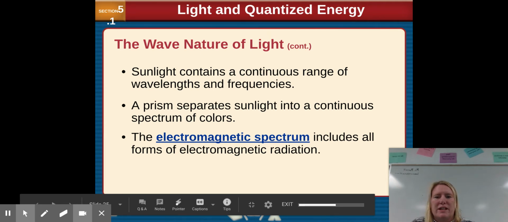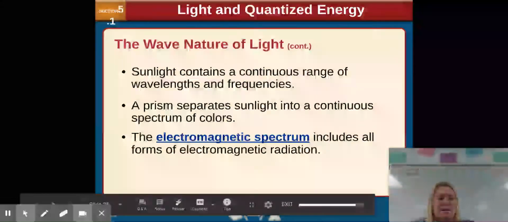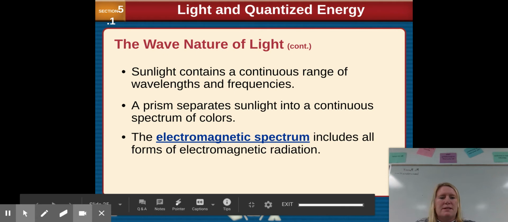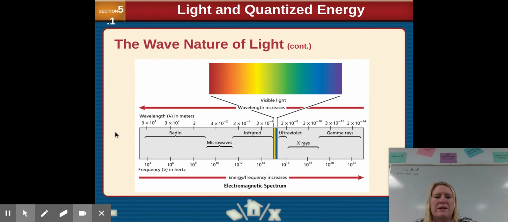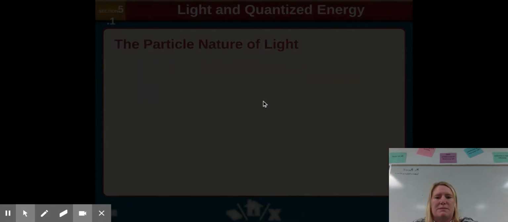So, the nature of light. Sunlight contains a continuous range of wavelengths and frequencies, and a prism, think of the triangle, breaks down sunlight so you can see all the colors of the rainbow. The electromagnetic spectrum includes all forms of electromagnetic radiation. Here we can take a look at that: from radio waves all the way up to gamma waves, and we can see the visible light spectrum.